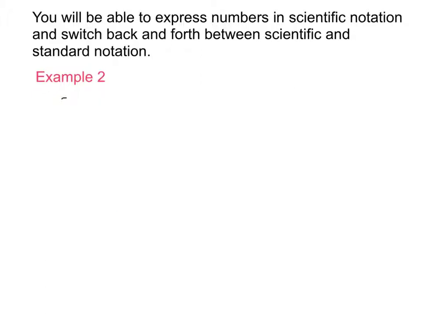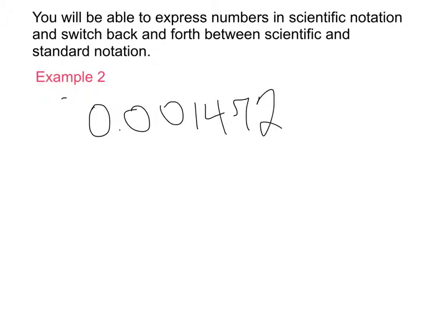Now what about this example? Say I had 0.001472. I'm going to put that in scientific notation. Well, I know my decimal point is here, okay? Now, what I've got to do next is write down my significant figures, 1472, and then I'm going to put my decimal point in between the 1 and 4, so I have 1.472, that's my new decimal point.